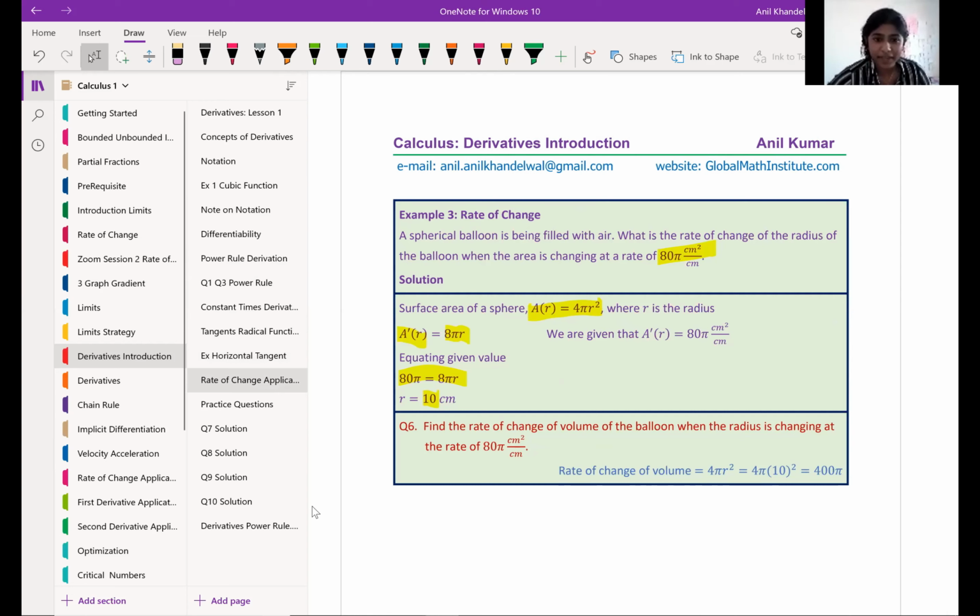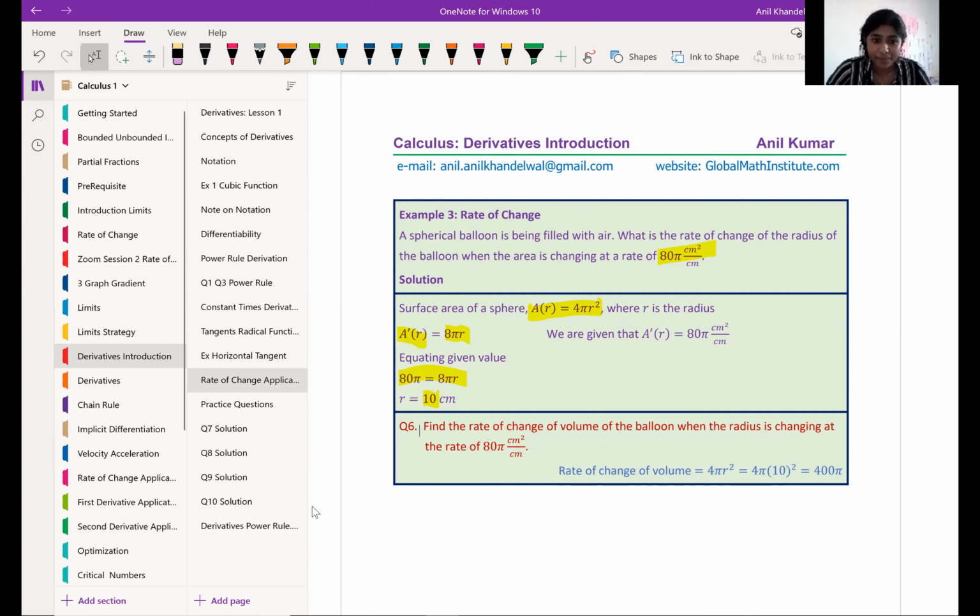A spherical balloon is being filled with air. What is the rate of change of the radius of the balloon when the area is changing at a rate of 80 pi centimeter squared per centimeter? Perfect. So the surface area of a sphere, we know, is 4 pi r squared. So we made the area A(r) equal to that, where r is the radius.